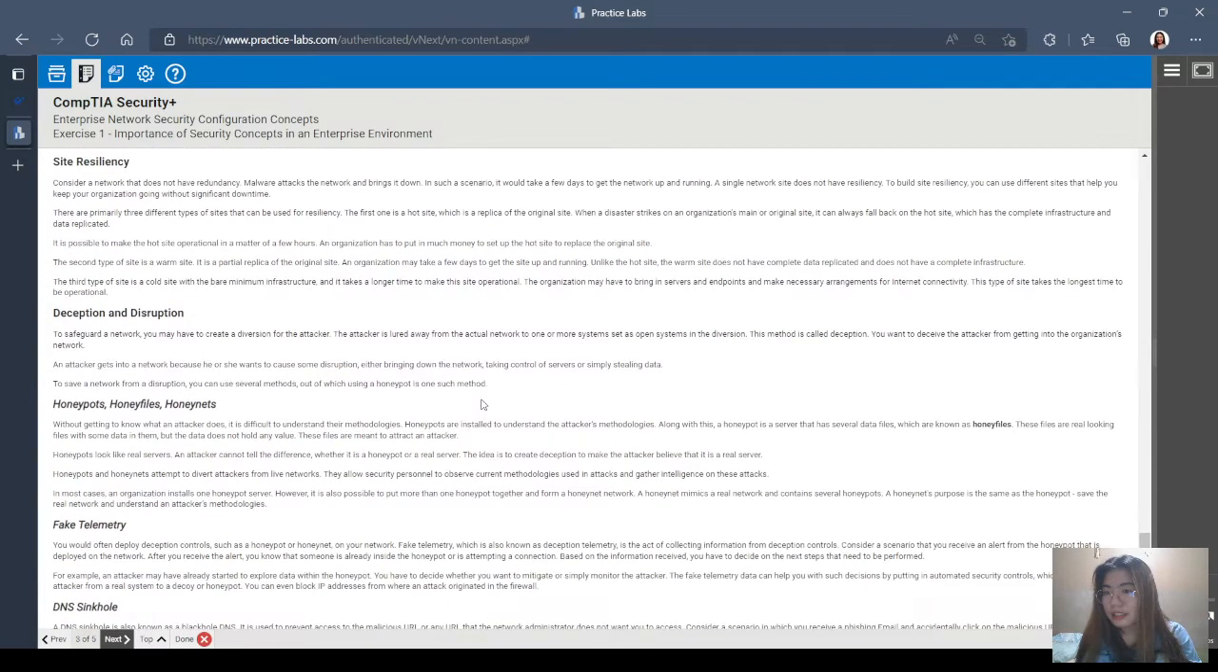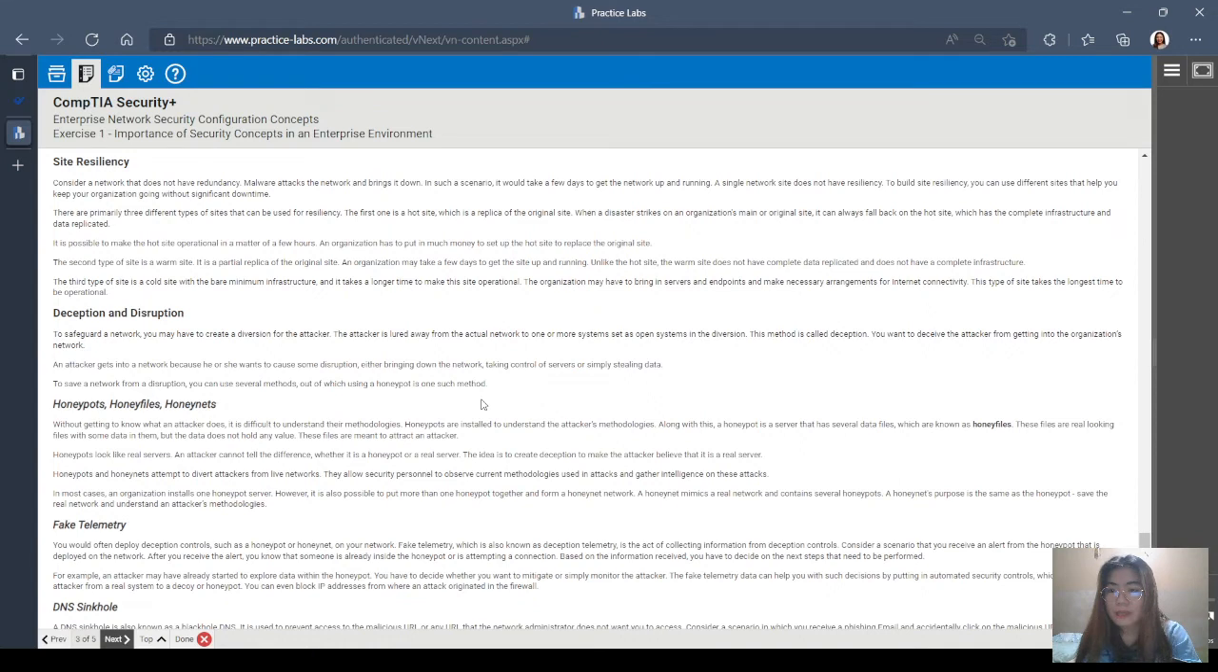Site resiliency. Consider a network that does not have redundancy. A malware attack hits the network and brings it down. In such a scenario, it would take a few days to get the network up and running. A single network site does not have resiliency. To build site resiliency, you can use different sites that help you keep your organization running without significant downtime.